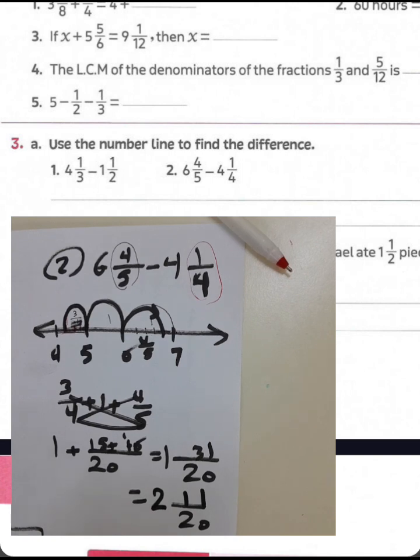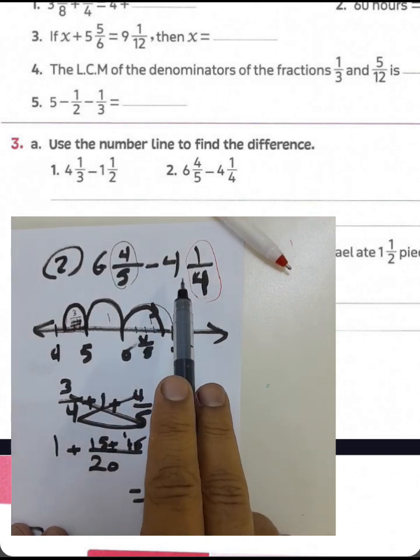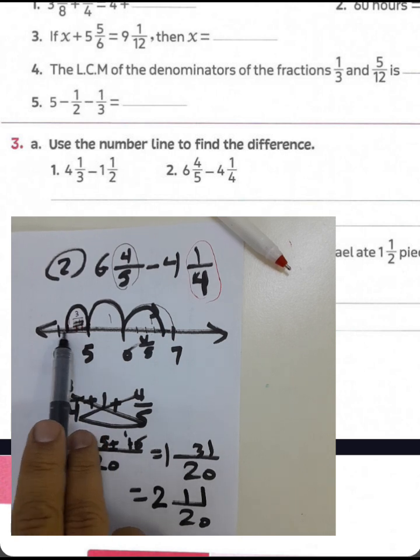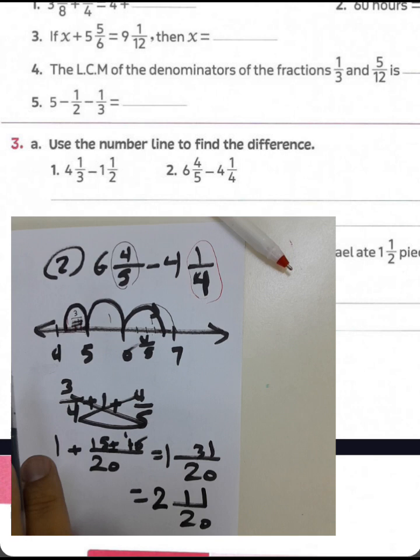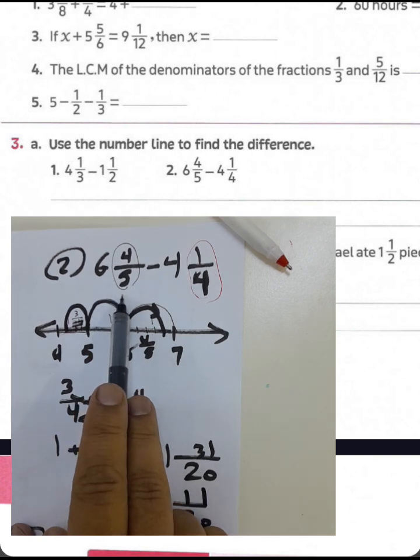Okay, again. I will explain this example again. Pay attention. We will draw a number line first, beginning from 4 and 3 over 4. We must divide this place into 4 parts: 1, 2, 3, 4. And then beginning from 4 and 3 over 4 here, count going to 6 and 4 over 5 here.